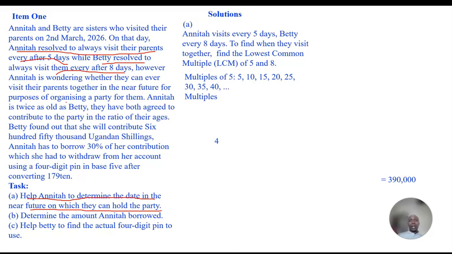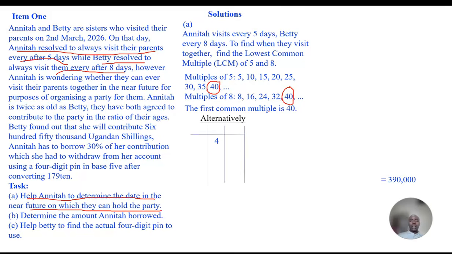Multiples of 5 are 5, 10, 15, 20, 25, 30, and 35. Multiples of 8 are 8, 16, 24, 32, 40, etc. If you check, you will notice that out of the multiples of 5, this 40 here and this 40 here is the first common multiple, and therefore will be considered the lowest. So we shall say the first common multiple is 40.